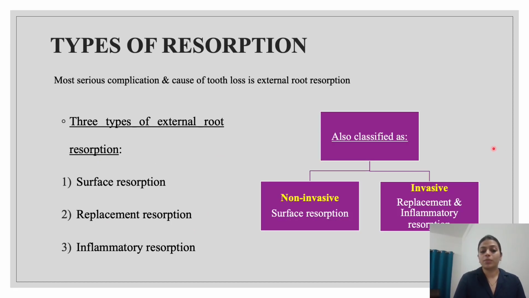The complications, we'll just have a quick look at the complications which might take place. So the most serious complication and the cause of tooth loss, that is, which determines the prognosis, are the three types of external root resorptions which take place. One is surface resorption, then replacement resorption, and inflammatory resorption. So these can be classified as non-invasive and invasive. Surface resorption is the non-invasive type of resorption, and replacement resorption, which is usually also known in simple terms as ankylosis, and inflammatory resorption are the invasive types of resorption.